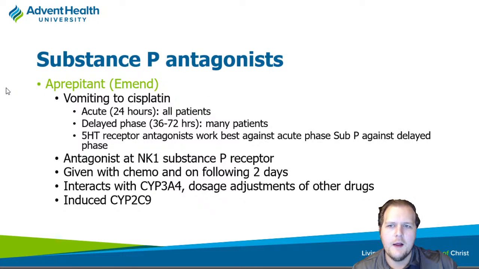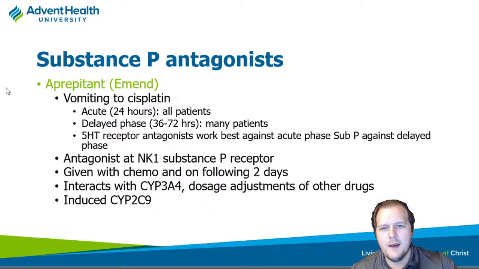Another way we can try to block signals that cause nausea and vomiting is by blocking the activity of something called substance P. Substance P is something your nerves can release that can help to mediate things like pain, but can also mediate nausea and vomiting. And so we have one drug here. It's called aprepitant, or Emend. This is pretty much solely used for chemotherapy-related nausea and vomiting, typically for really highly emetogenic drugs like cisplatin, for instance.